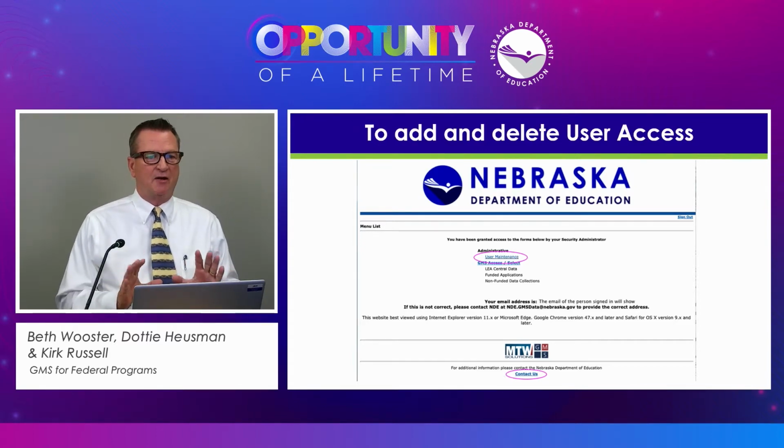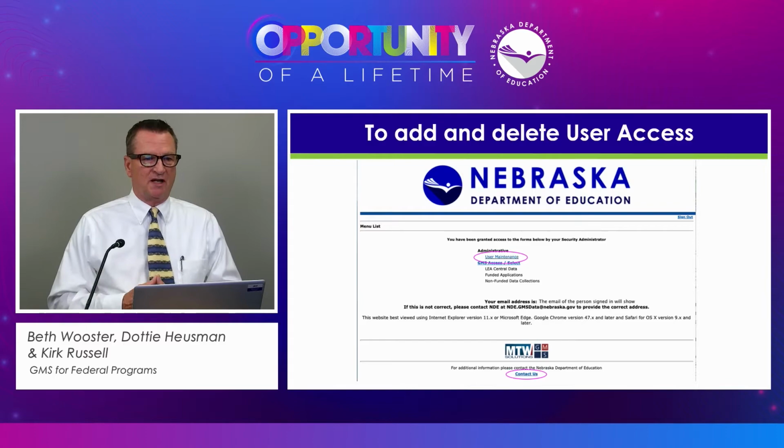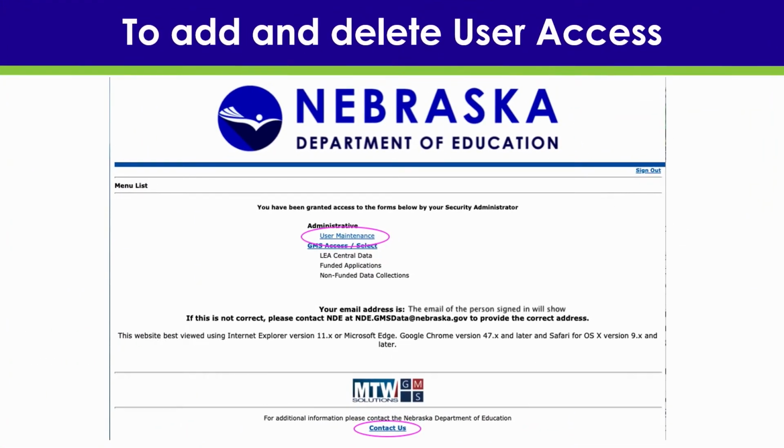Okay, once you're in with email and password, your first landing screen, and again, I want to slow you down. Beth's going to jump into where you actually get into the grant in GMS Access, but there is another window or two that can open up for you in user maintenance. So we'll jump in there.